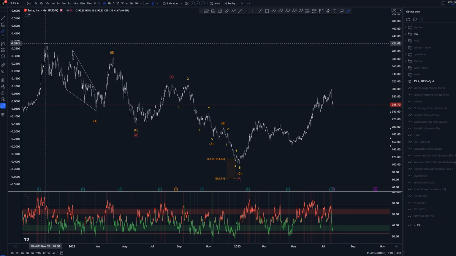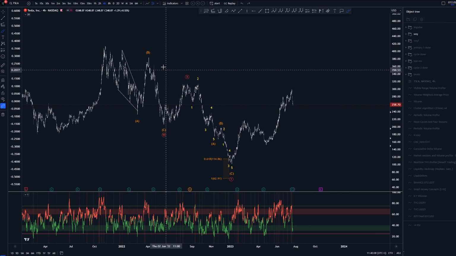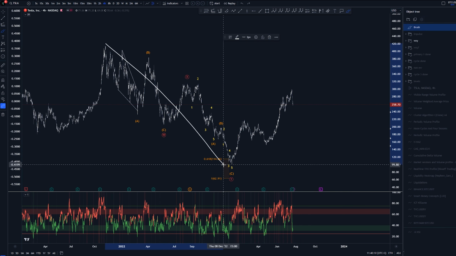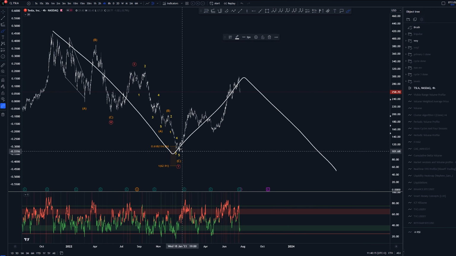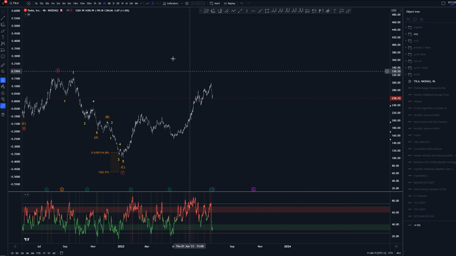It's because this can be just the first structure of a structure that is going downwards, in which case we would be creating a 3-wave structure down, 3 waves up, and then a continuation to the downside, targeting these lows and lower. But let's talk about this current structure.